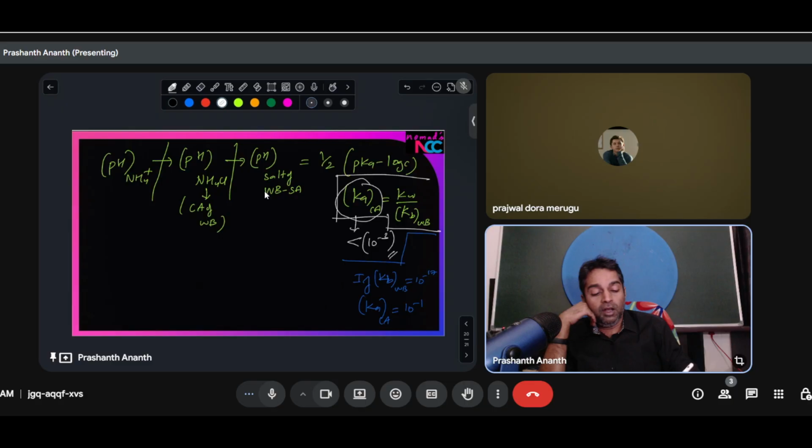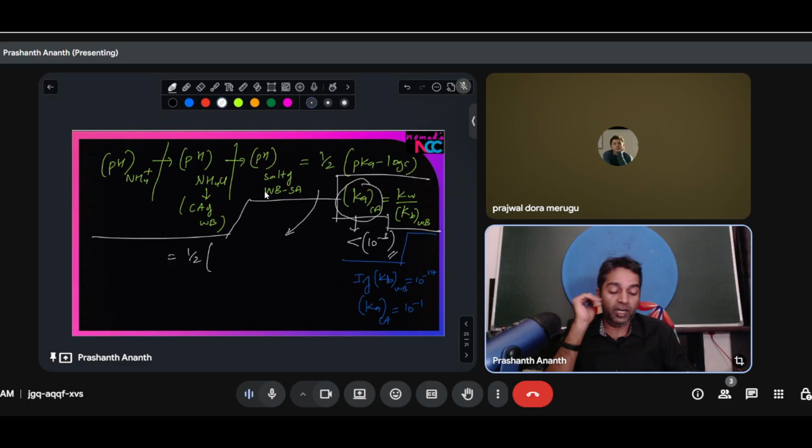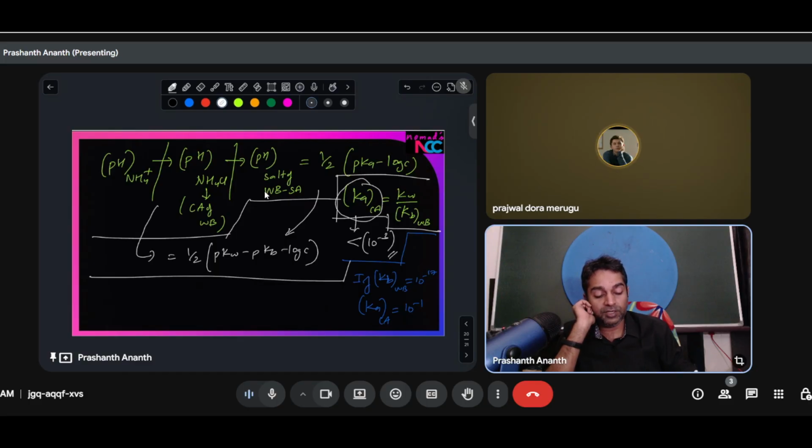So how does this equation translate? You don't need to memorize any extra equation for this. Just translate it straight away. We end up having this equal to half into pK, where pK is pKw by Kb. So it works out as pKw minus pKb minus log C. You are clear with this properly now? Any doubts in this?